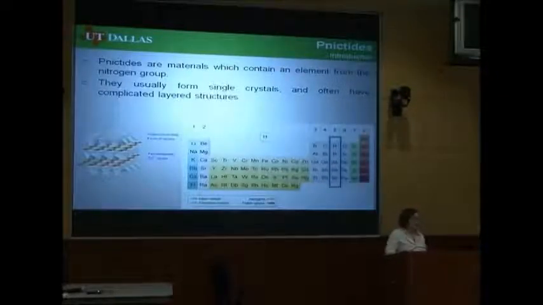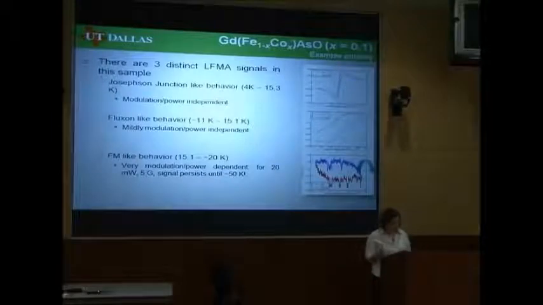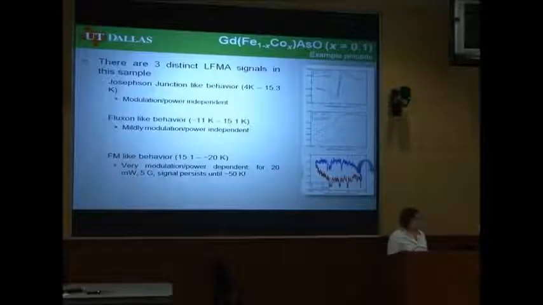Pnictides are materials that contain an element from the nitrogen group. In this gallium sample, one of the Pnictides that we investigated over this summer, there were 3 distinct low-field signals. The first two, the Josephson-junction-like behavior and the fluxon-like behavior, are both evidence of superconductivity. They also both show that there were 2 different ways that the vortices oscillate within the material. The third scan shows ferromagnetism.